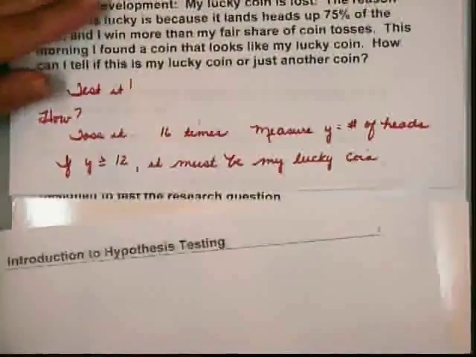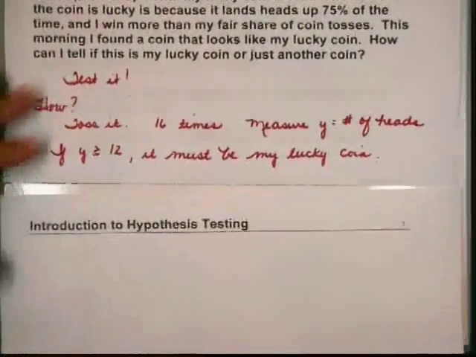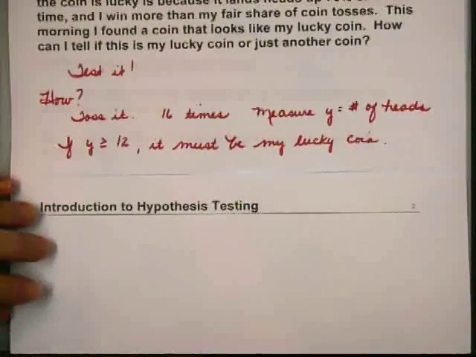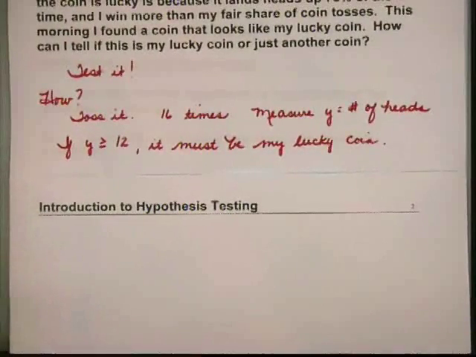A few remarks here on the next page. So for our 16 tosses in this illustration, if y is greater than or equal to 12, it must be my lucky coin. All right, so if we saw 14, we'd conclude that this is it.